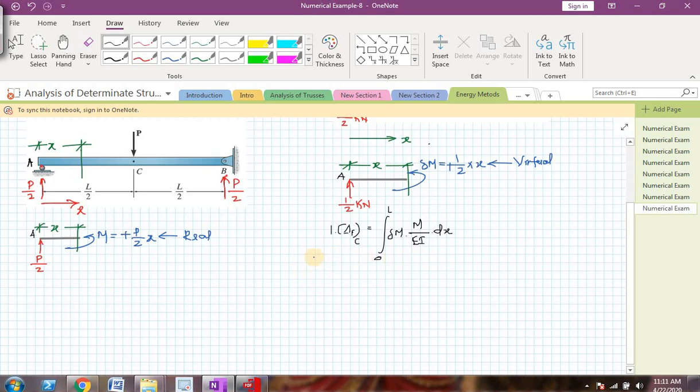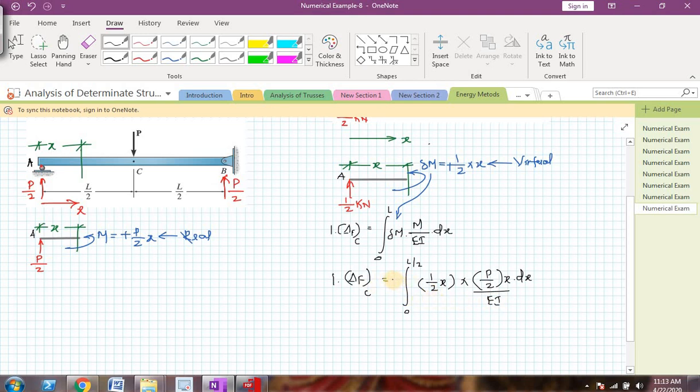Okay, so this is the equation to find the deflection using the virtual work principle. 1 times delta f at C, that is the deflection at C, integrating over the entire length of the beam. So this is the virtual moment we have found, and this is the real moment we have found. So let me substitute all those values in this equation. I substitute all the values here.